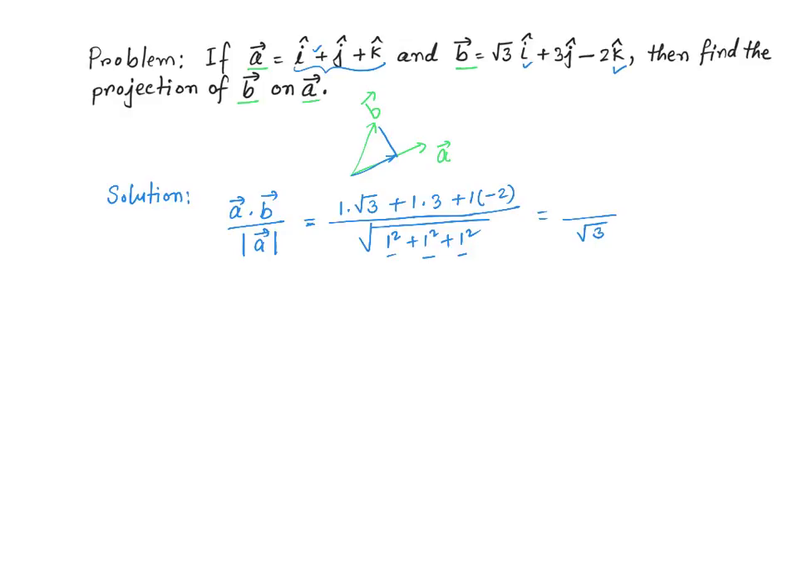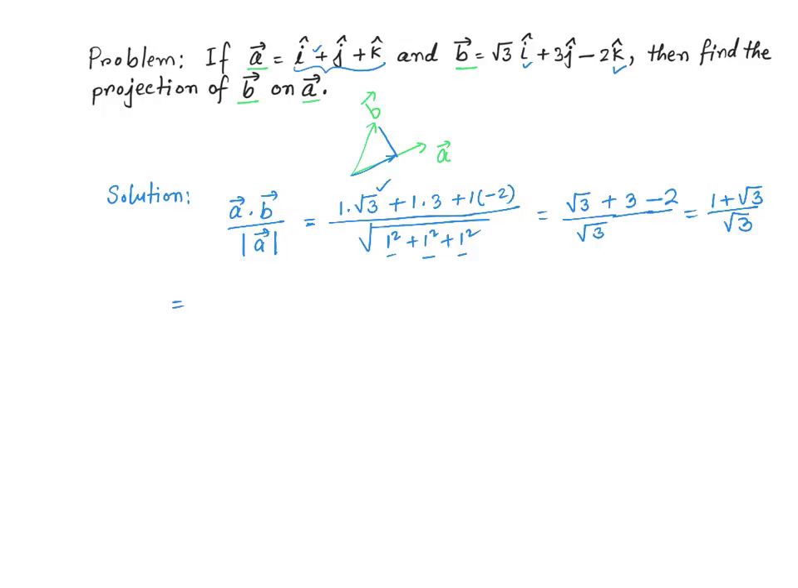Now on the top I'm going to have 1 times square root of 3, which is going to give me square root of 3, plus 3 times 1 is 3, then minus 2, which is nothing more than 1 plus square root of 3, divided by square root of 3. Now if you'd like to simplify it further, you could do it, which is this.